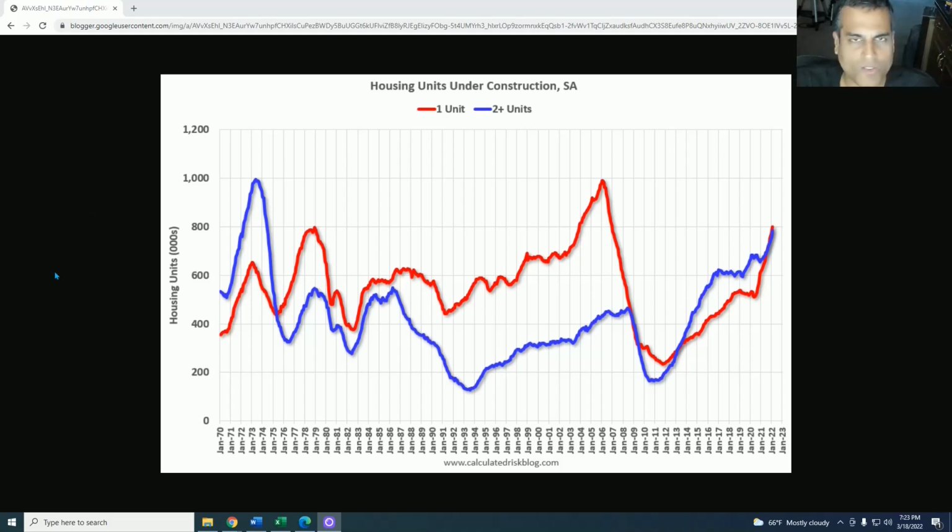So we go to this first chart, which is from Calculated Risk blog, and this is the number of housing units under construction in the United States. Red is 1 unit, single family homes, and blue are 2+ unit structures. So everything from a 2-unit duplex up to an apartment tower that has 200 units in it. And you can see the total, if you add both of them up, is at the highest point it has ever been since 1973, so the highest point in nearly 50 years.